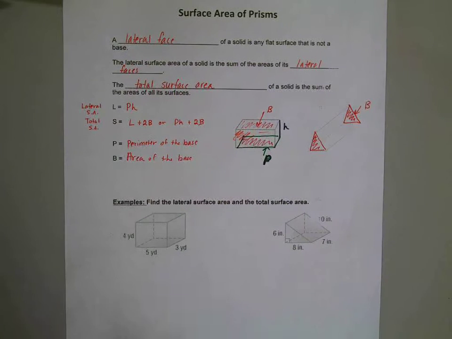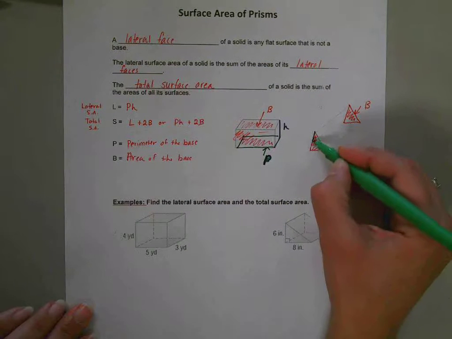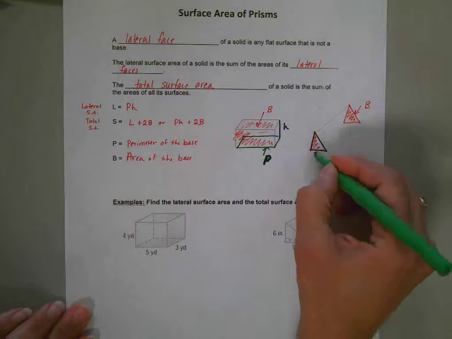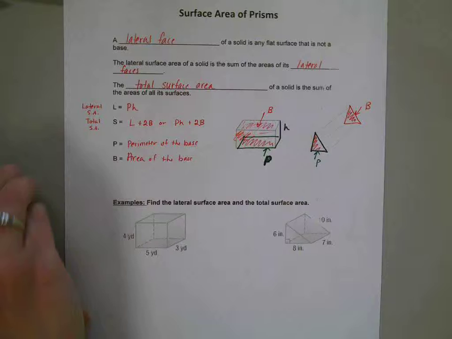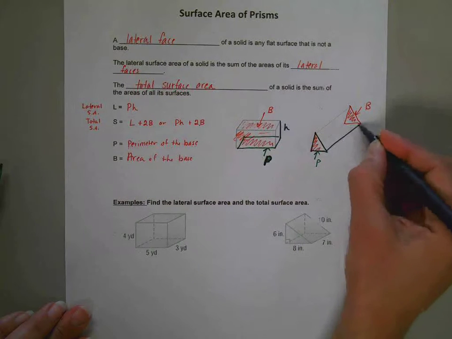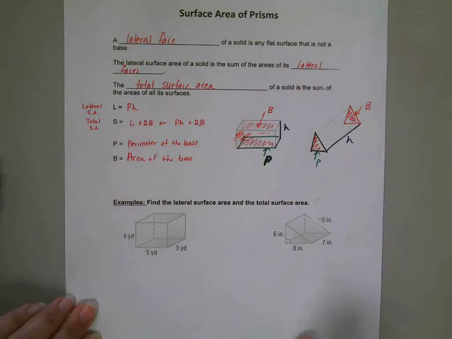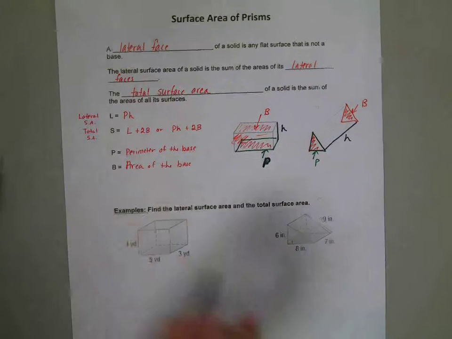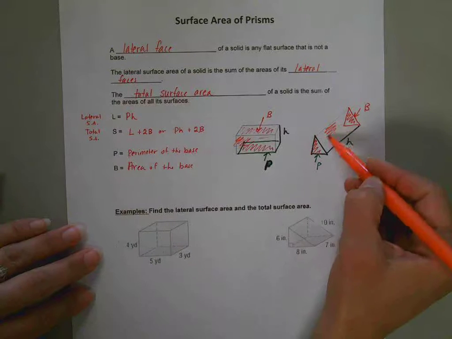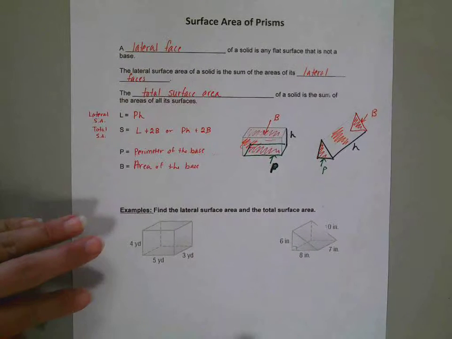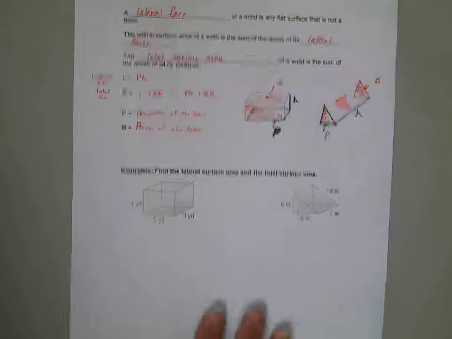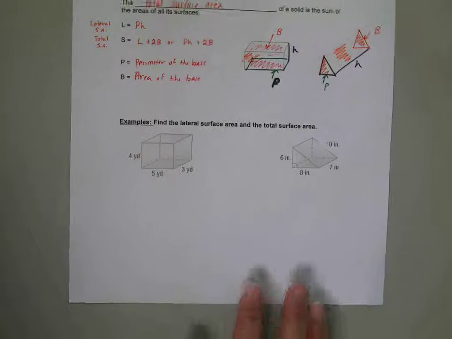Now perimeter is going to be the triangle, all the sides of the triangle. That's our big P. And then the height is going to be the height of the prism. And then the lateral faces are going to be these rectangular shapes there. Okay, so now that you know what each part is, let's look at how to work these problems.